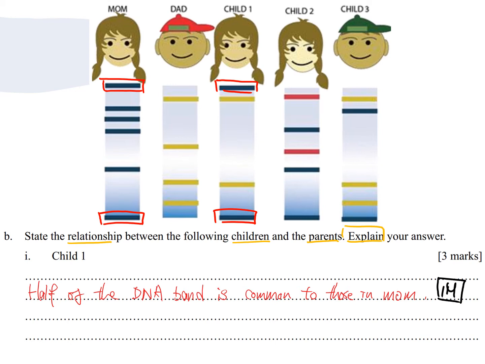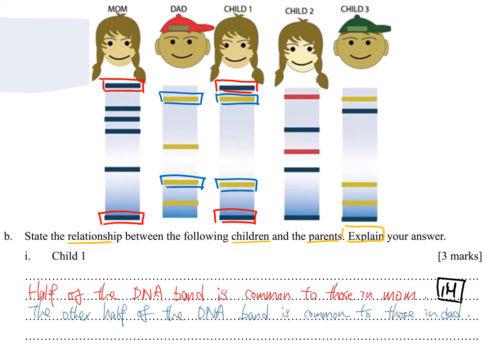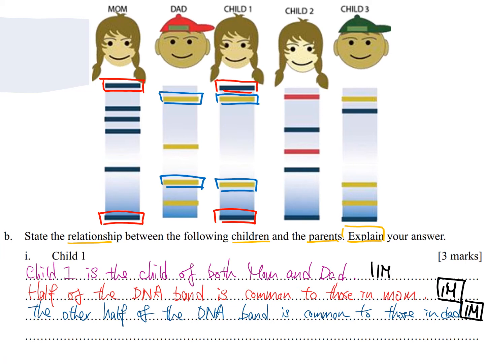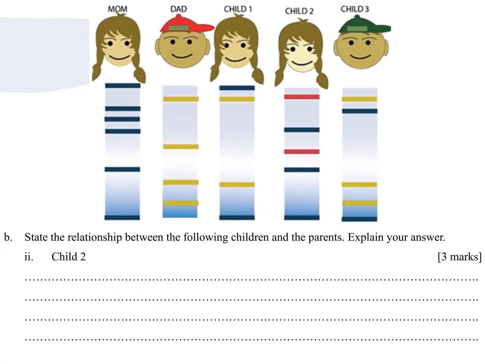And then let's take a look at the other half of the banding. For child 1, the other half of the banding is common to dad, right? So the second conclusion is, the other half of the DNA band is common to those of daddy. So the relationship of child 1 and the parent is, child 1 must be the child of both mom and dad. They are biologically related. 親生嘅.